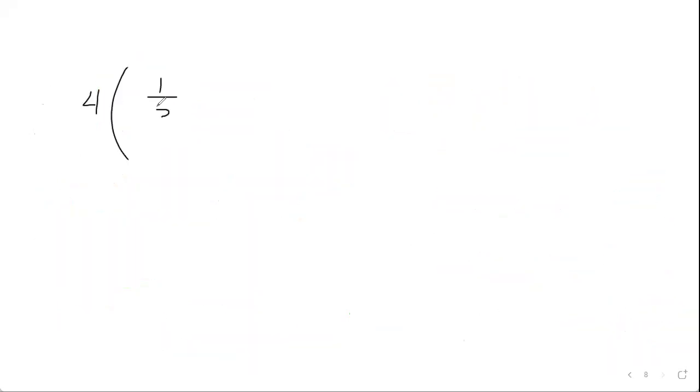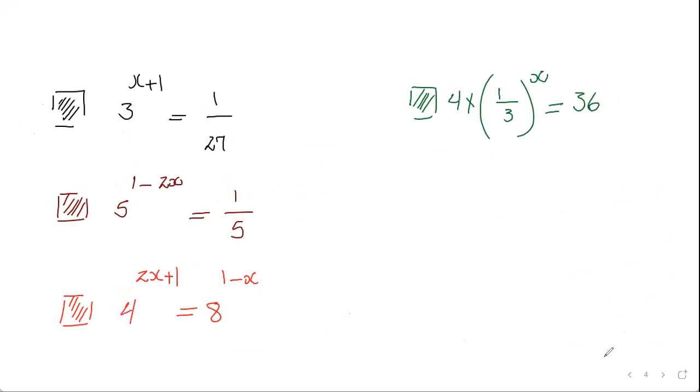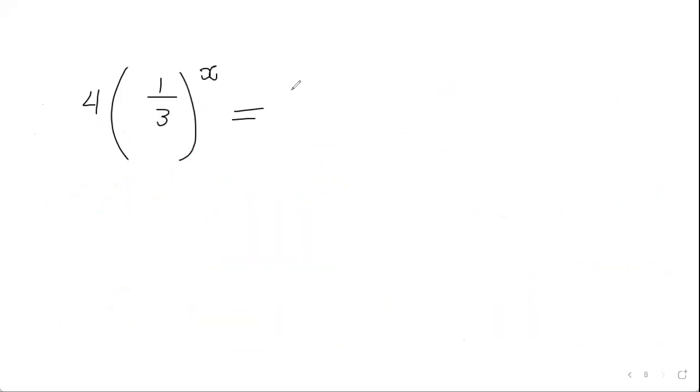4 times 1 over 3 raised to the power x equals 36. And now that's going to be that one. Okay, now let's solve this one. This one is a little bit peculiar in a sense that before we make the bases look like each other, we have to do some minor adjustments.